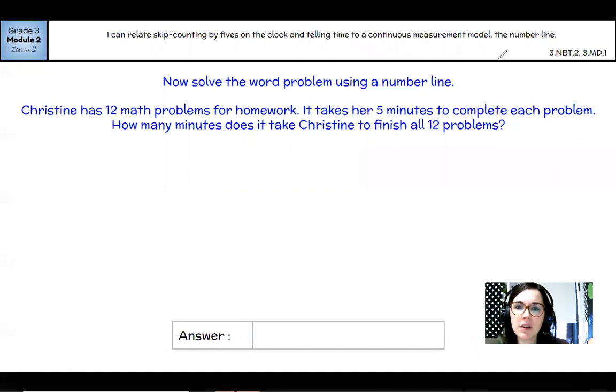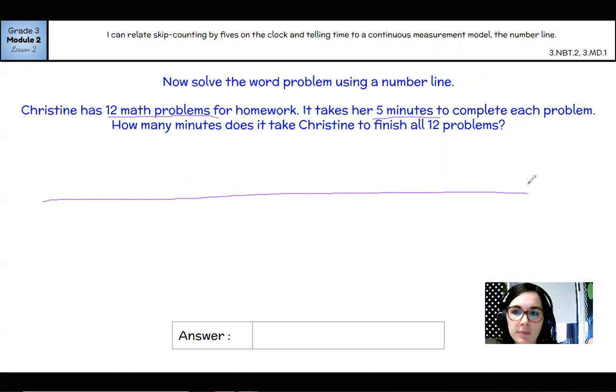Okay, so now we're going to solve this same problem, but we're going to do it using a number line. So she's still got the 12 math problems, and it's still taking 5 minutes to do each problem. So to make a number line, I'm just going to draw a nice straight line. And I have to mark every 5 minutes up until she is finished with her problems. So to show an hour, I would just go from 0 to 60, right? Okay, she has to do 12 problems.